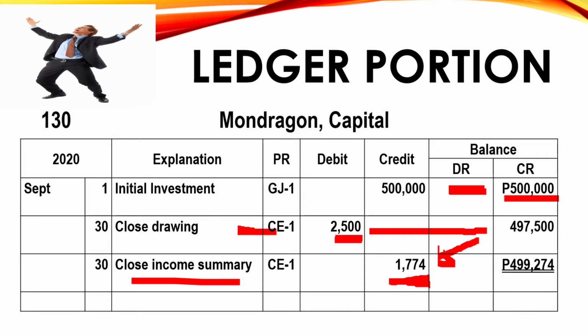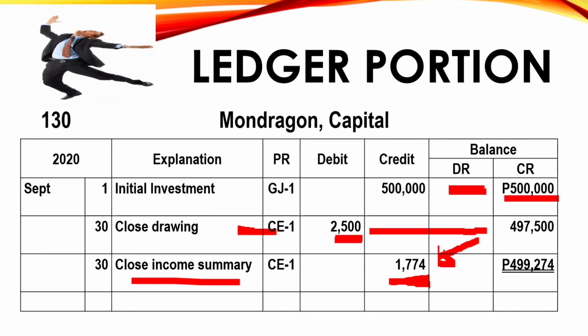Yes sir, they are the same. So if the two are the same after closing, compared to the Statement of Changes in Owner's Equity, then you got the correct answer. Okay? The value in the Statement of Changes in Owner's Equity should match our value here in the Mondragon Capital.